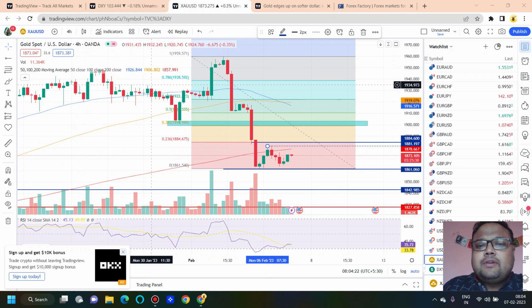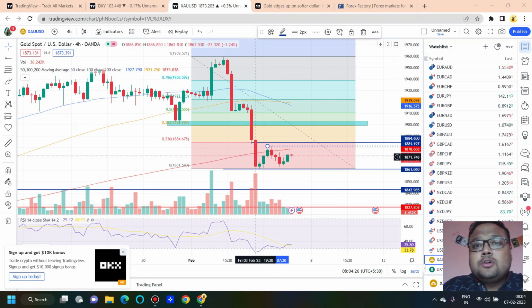This is the 4 hours time frame, and you can see that after this massive drop, gold is in consolidation right now, which is quite normal also. Any market of the world, after a big move, goes into consolidation.